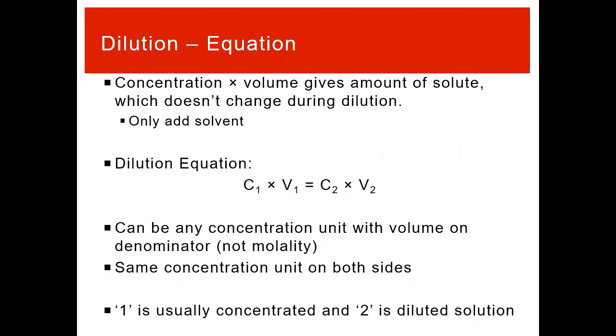When you're working through dilution, it's all based around the dilution equation. You may have seen this equation or something similar: C1 times V1 equals C2 times V2. Basically, each side of the equation is a concentration times a volume. We've seen throughout this chapter that when you multiply a concentration by a volume, you get the amount of solute or something close to it. This can be any concentration unit that has volume in the denominator. So the only thing you can't use is molality. Everything else will work.